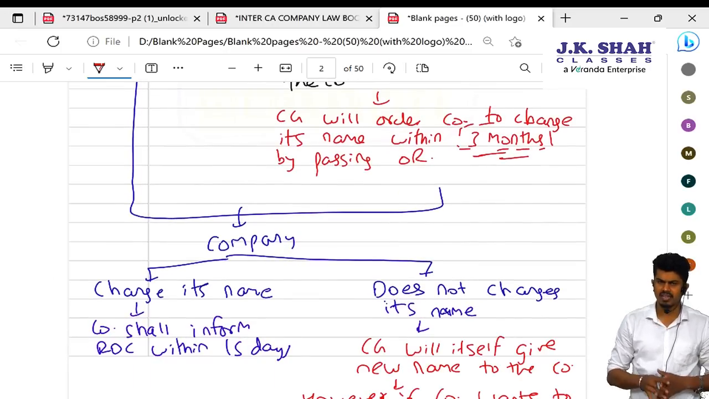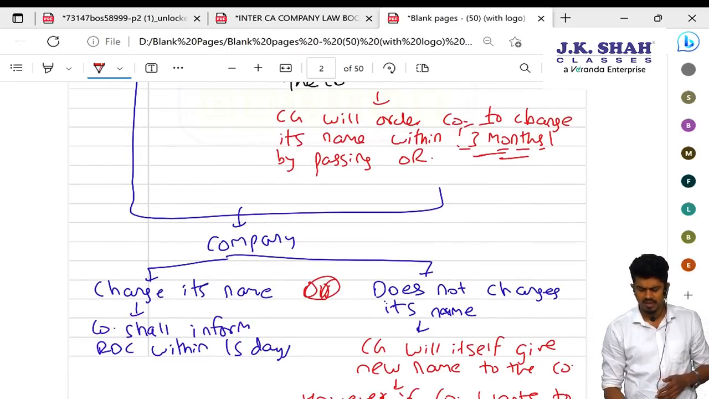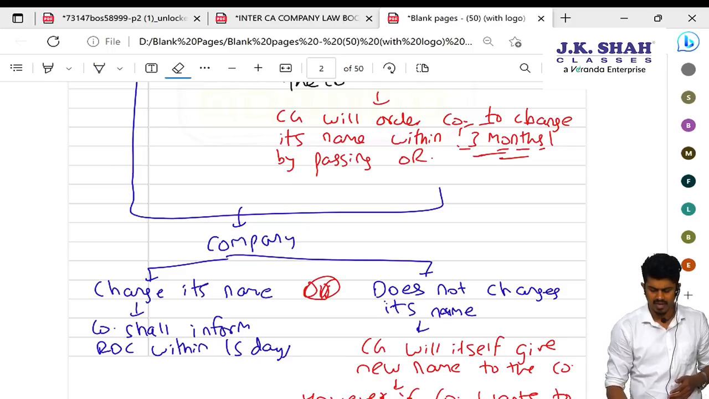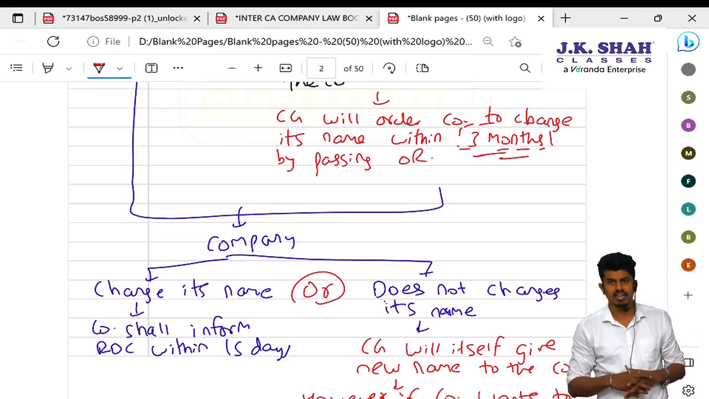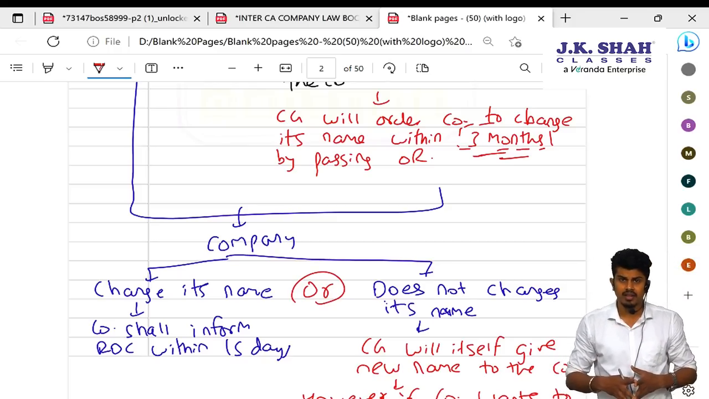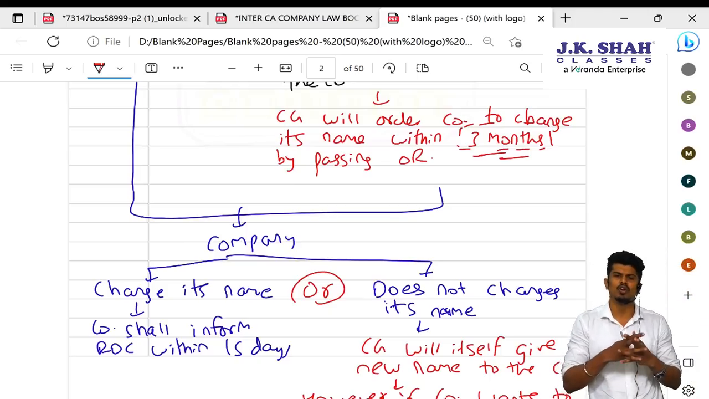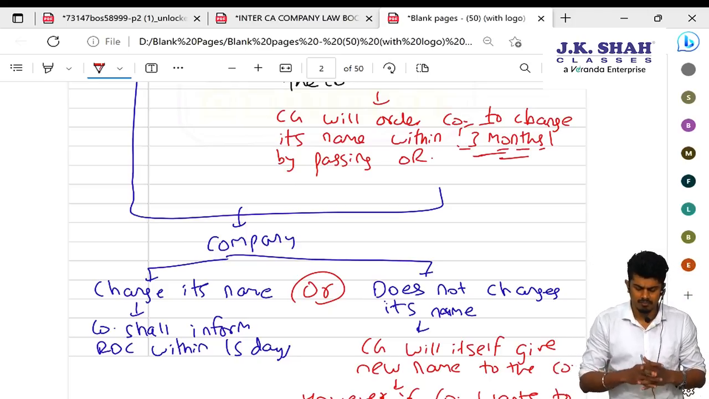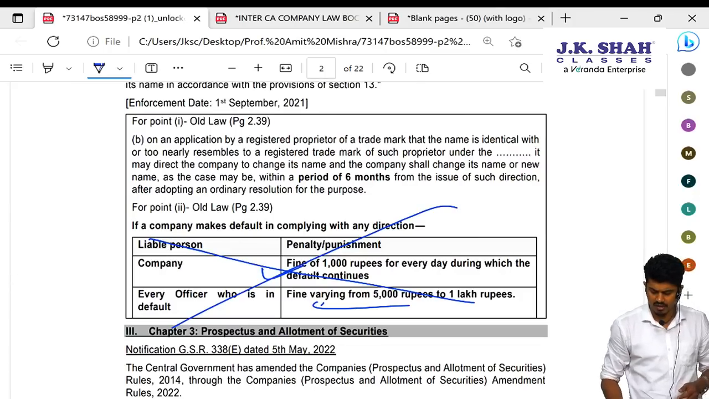And again, the company can either change its name or refuse to change its name. If the company changes its name, then they will inform the ROC within 15 days. If they refuse to change their name, then the central government will itself give a new name. And if the company does not like the name given by the central government, they can always change their name by themselves as per section 30. Easy. So the amendment of two chapters is already covered.